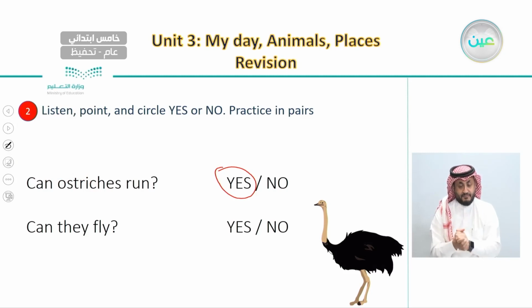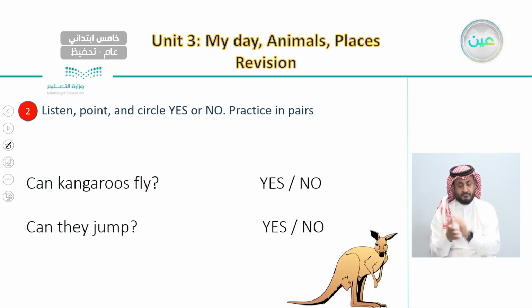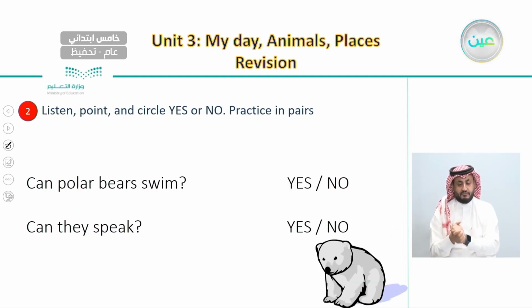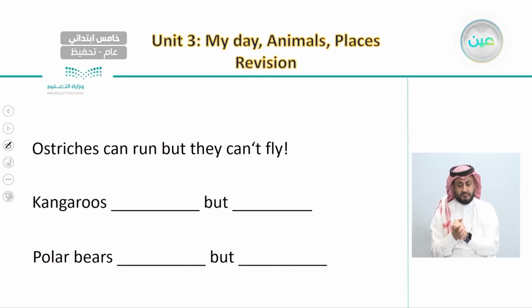And can they fly? The answer was no. So we go here and we circle no. And the same thing we did with kangaroos. When we ask, can kangaroos fly? The answer is, of course, no. But can they jump? The answer was, yes, they can. And also about polar bears. Can they swim? The answer was, yes, they can. And can they speak? The answer was, no, they can't speak.